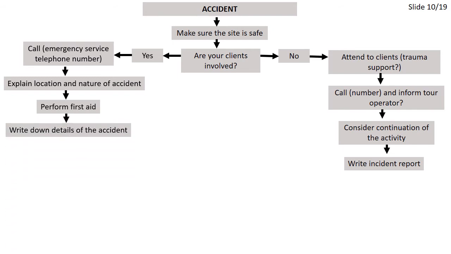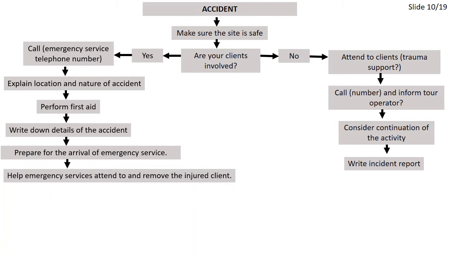The guide will then have to write down details of the accident, such as location, number of injured clients, conditions at the site of the accident, etc. This could be important later when filling out the incident report. The guide then has to prepare for the arrival of the rescue teams, such as an ambulance, police, helicopter, etc.